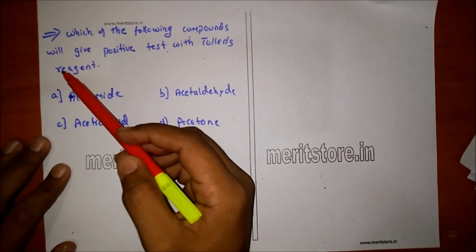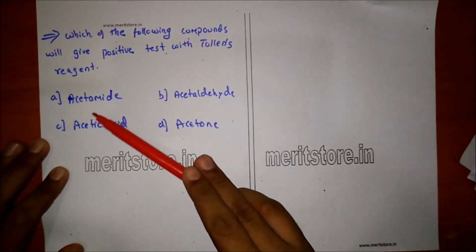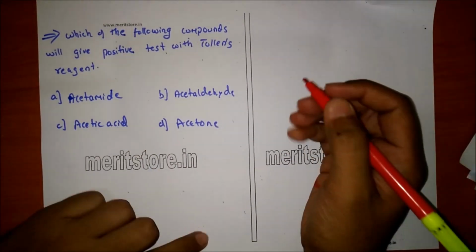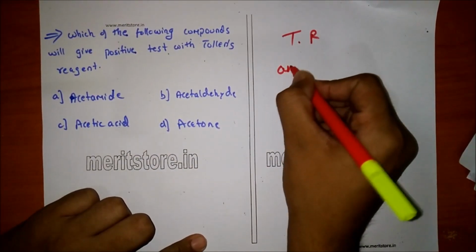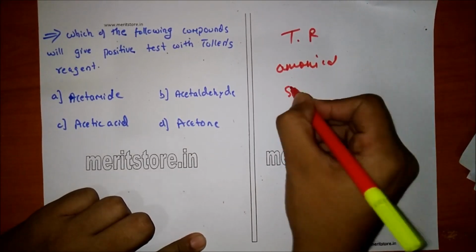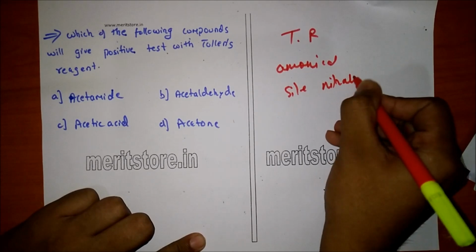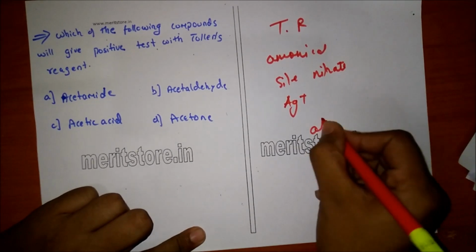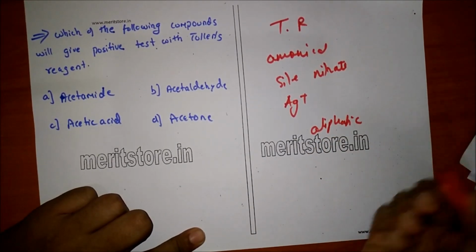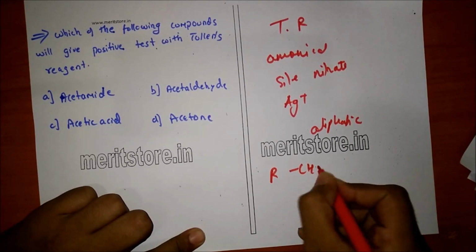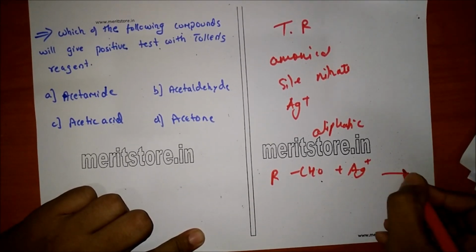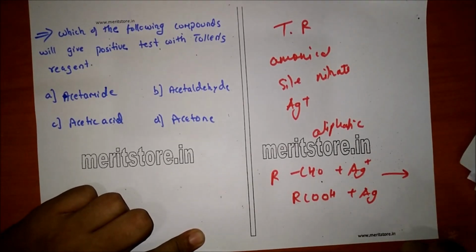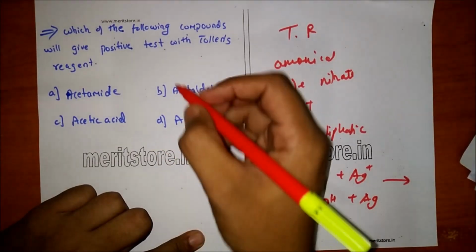Which of the following compounds will give positive test with Tollens' reagent? A. Acetamide, B. Acetaldehyde, C. Acetic acid, or D. Acetone. Now, Tollens' reagent is ammoniacal silver nitrate solution. Therefore, its reacting species is Ag+. It oxidizes aliphatic as well as aromatic aldehydes. Therefore, RCHO plus Ag+ undergoes redox reaction to form RCOOH plus Ag. Therefore, acetaldehyde is the correct answer, which is option B.